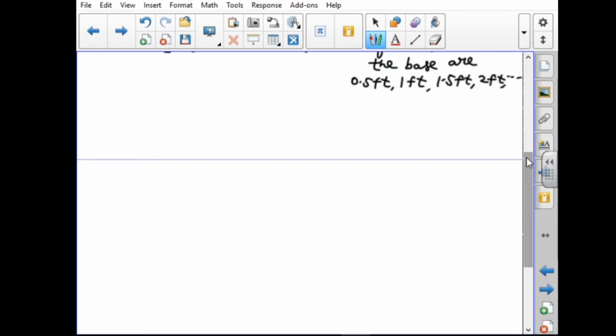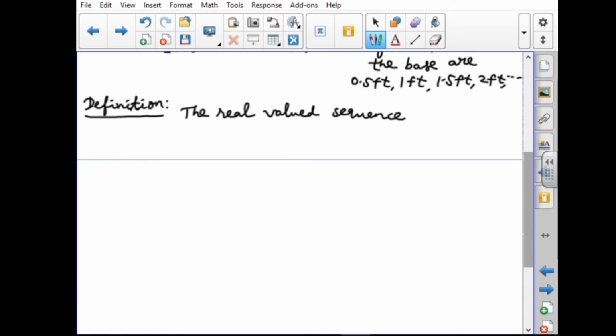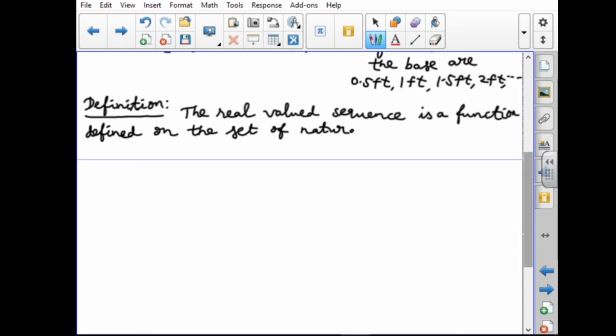So, the definition of the sequence is: the real valued sequence is a function defined on the set of natural numbers and taking real values.